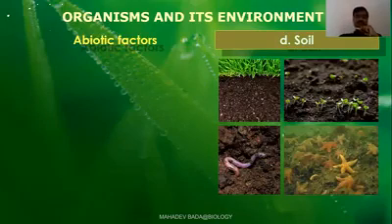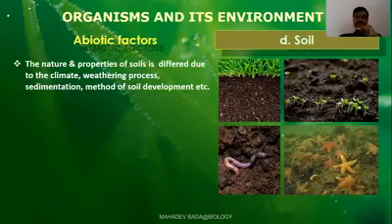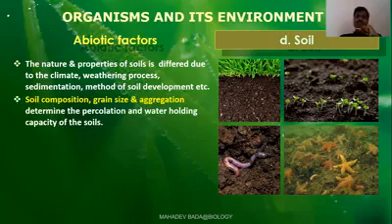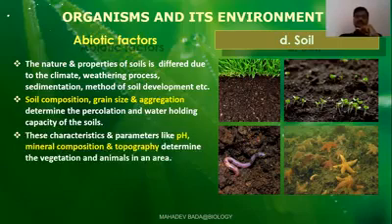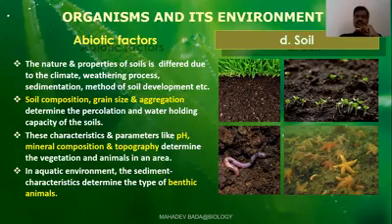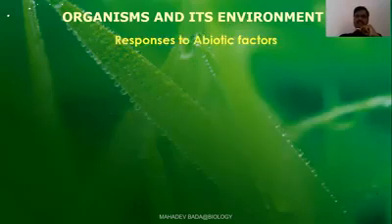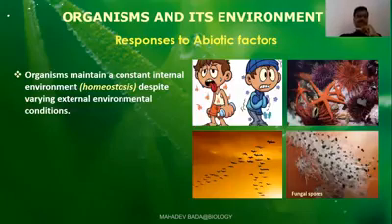The fourth important factor responsible for life is the soil. As you know, the nature and properties of soil vary. At some places the water holding capacity of the soil is more, at some places it is very less. Depending upon this water holding capacity, the distribution of vegetation also varies. The soil pH and mineral composition also determine the distribution of vegetation. In aquatic systems, they determine the type of benthic animals living there. Soil helps in the survival of living organisms.